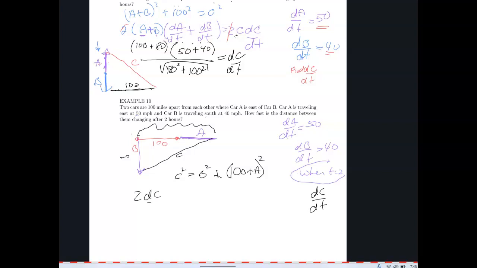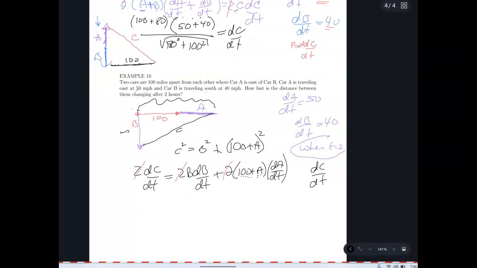And then we go in and take the derivative. 2b dB over dt plus 2, 100 plus a to the 1 power, and then I move in to take the derivative. Derivative of 100 is 0, so I take the derivative of a, and that's dA over dt. Okay, and I cancel the 2's, and then I can go figure out the lengths of A and B. So since A is moving at 50 miles an hour, for 2 hours, the length of A is 100, very similar to what we just did. The length of B is 40 miles an hour times 2, so length of B is 80.